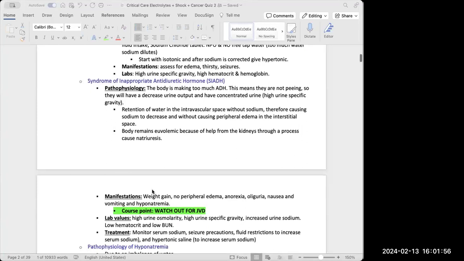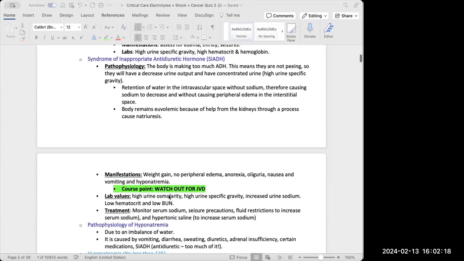And interestingly, they're going to have a lot of retention of water, right? And we know that the more water you have, that dilutes sodium, which is why we see an imbalance of hyponatremia in someone who has SIADH. But when someone has SIADH, they'll have weight gain, right? Because they're having water build up in their body because they can't pee it out. They're going to have a highly concentrated urine because if they pee anything out, it's going to be a little and it's going to be very concentrated.